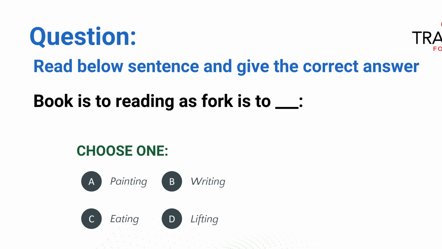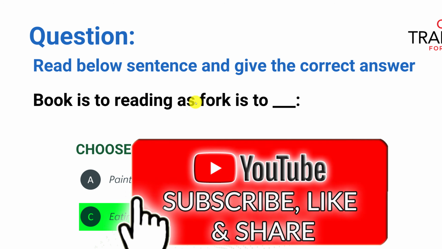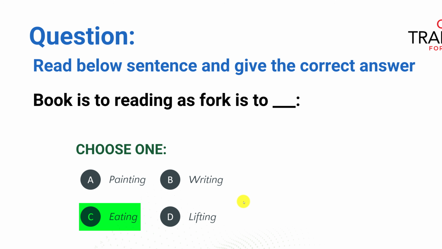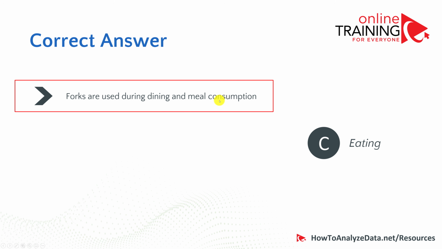I think it's pretty obvious here. But let's look at the right answer. So the correct answer is obviously eating, right? Because book is to reading. This is an activity associated with reading. As fork is to eating. You use a fork during the meal consumption. So the correct choice is C. And that's because forks are used during dining and meal consumption. Hopefully you've got this one right.